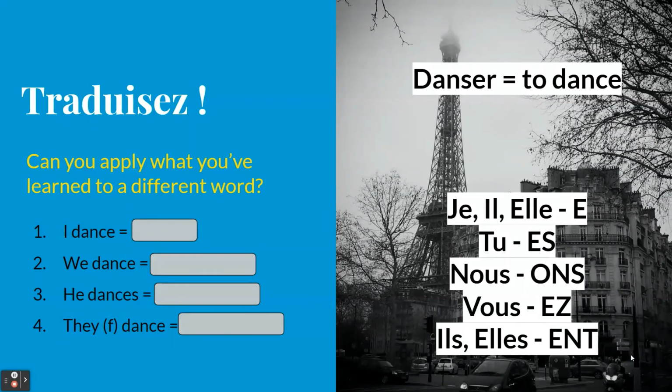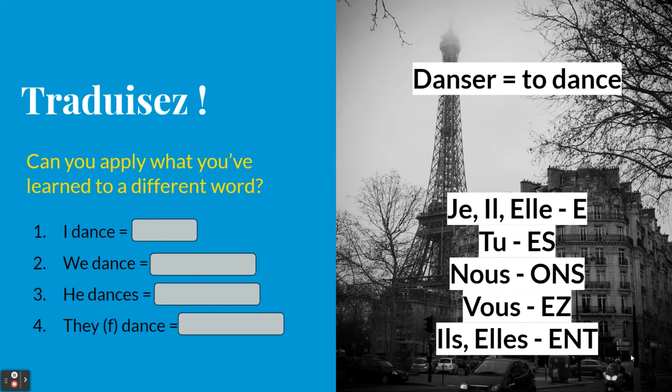Okay guys, my last challenge for you. We have been working with the verb chanter, which means to sing. But those same rules about changing the ER to different letters apply to all of our ER verbs. Let's try with danser. On the right, you'll see the verb danser with the ER spelling, and down below, all of the rules for how to spell it differently, depending on who's doing the dancing. On the left, you'll see my questions. Let's figure out how to say those 4 things.